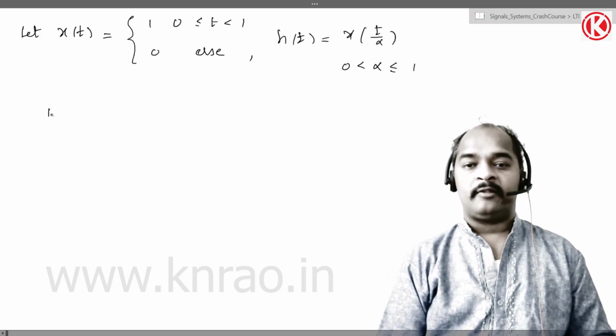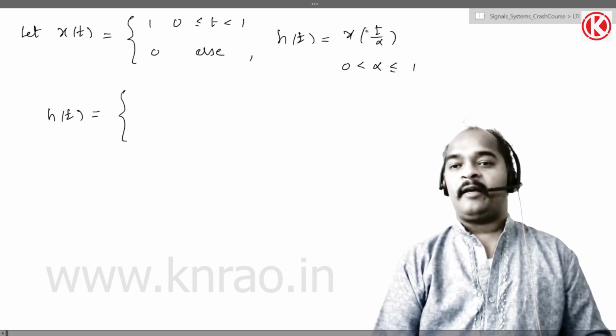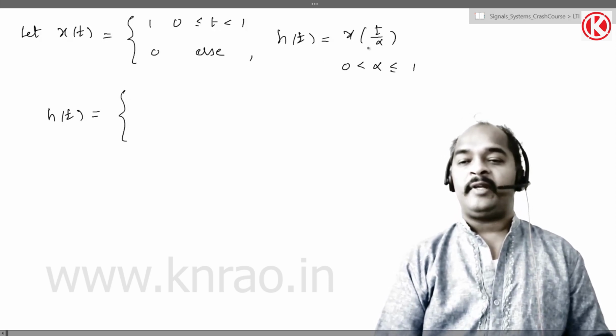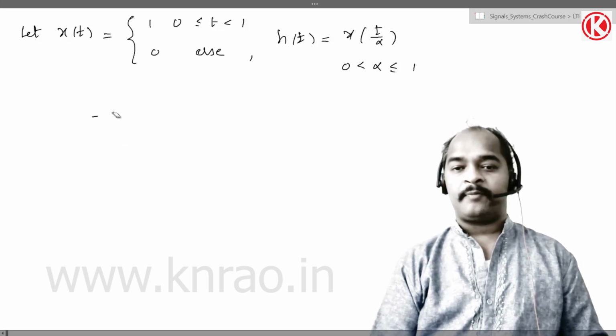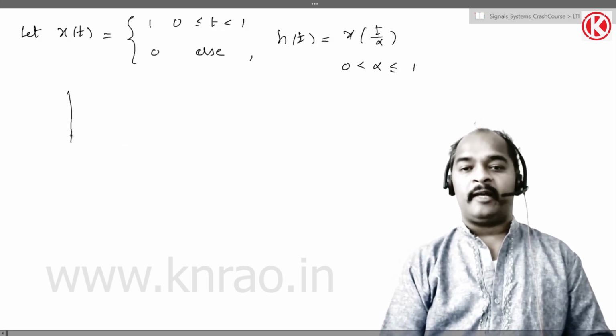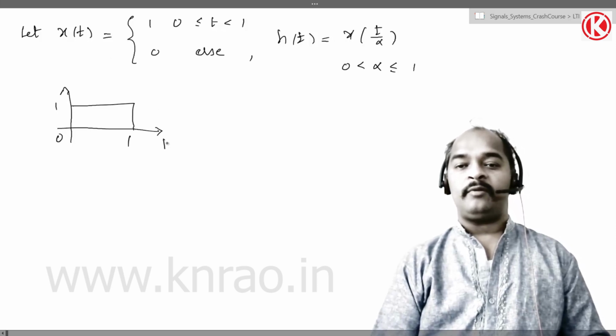So let us plot h of t here. h of t would be equal to x of t by alpha. I'll just write that down. Let us first plot x of t. So x of t is a rectangle function from 0 to 1 with amplitude 1.